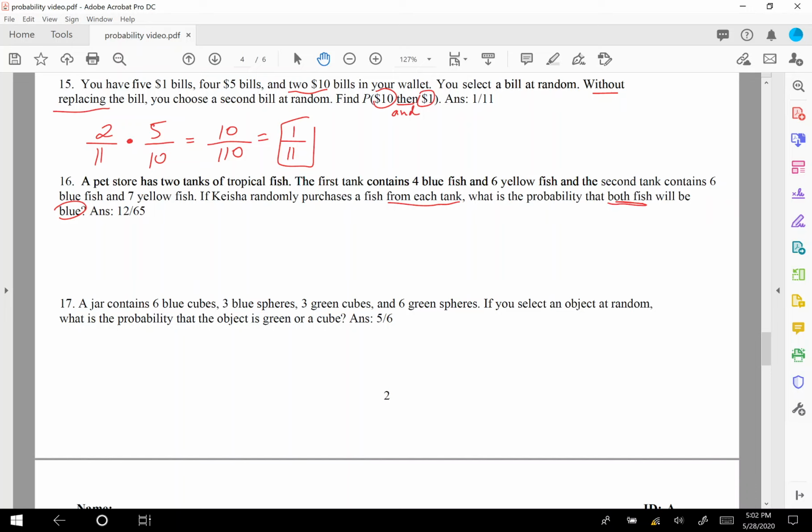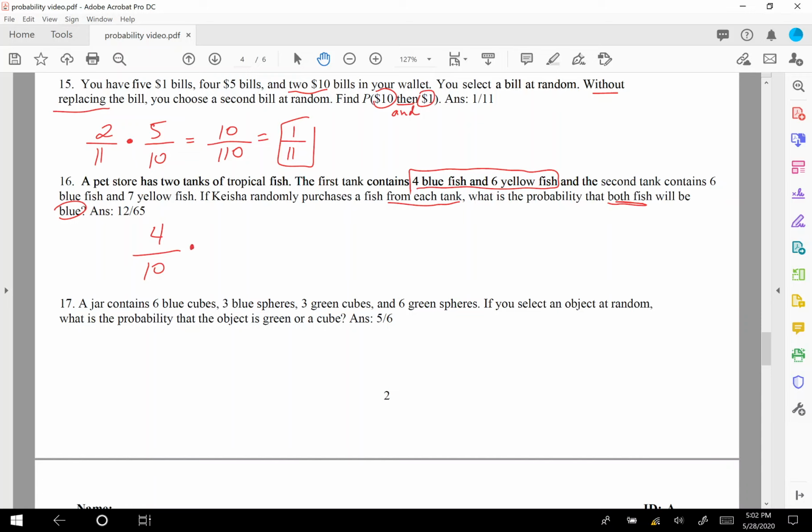Okay, so we have to do the probability of getting a blue from the first one multiplied by the probability of getting a blue from the other one. And they're separate tanks, so they're independent from each other. So the first one, okay, we have 4 blue, but then we have to look at the total. There's 4 blue and 6 yellow, so 4 plus 6. There's 10 total in that first tank.